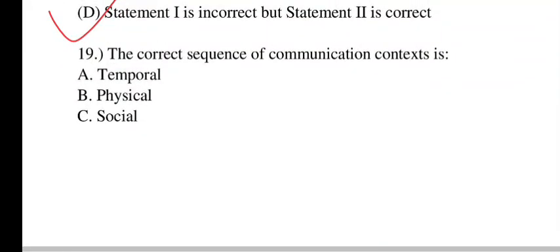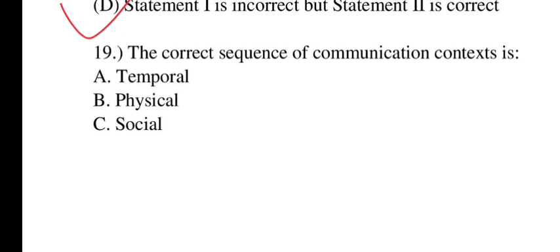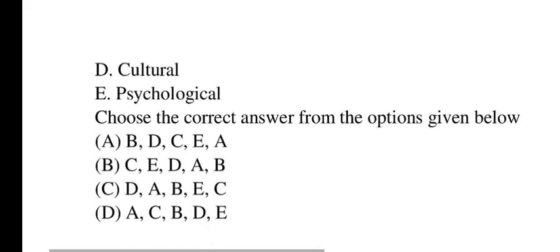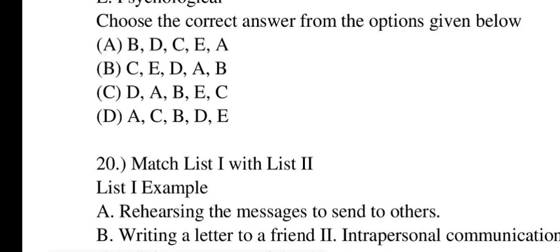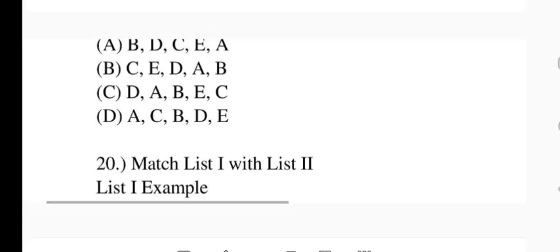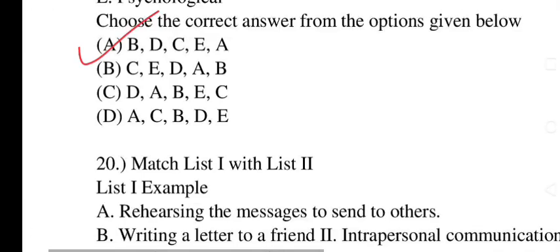Question 19 says the correct sequence of communication contexts is what? A, B, C, D, E: temporal, physical, social, cultural, psychological. Now choose the correct answer from the options given below. Number 19, option A will be correct: B, D, C, E, A. This chronology will be correct.